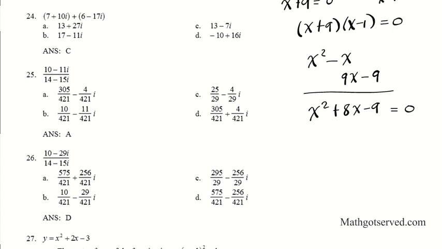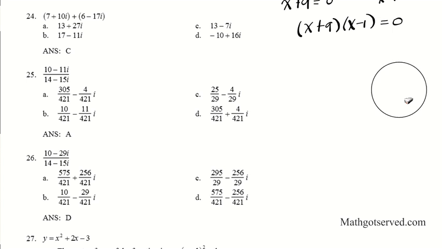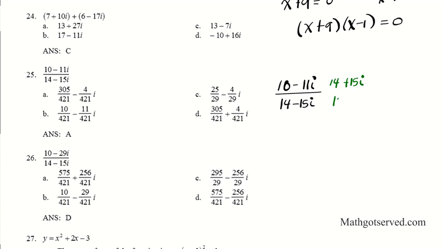All right, let's move on to option 25. Option 25 involves operation on complex numbers. So let's take a look at that. For that, we're supposed to simplify the expression 10 minus 11i divided by 14 minus 15i. Okay? To do this, we need to multiply the numerator and the denominator by the complex conjugate. This is what you get by inverting the sign of the denominator. So you multiply the top by 14 plus 15i, and the bottom by 14 plus 15i.